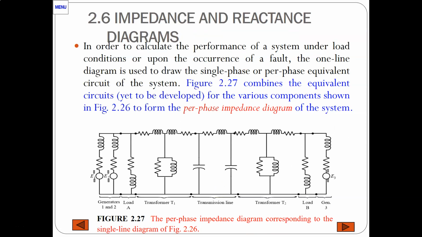To calculate the performance of a system, you also have these impedance and reactance diagrams you're probably familiar with, and we have already looked at them. The one-line diagram is used to draw the single-phase or per-phase equivalent circuit of the system. Here is an example of the per-phase impedance diagram corresponding to the single-line diagram we had earlier. You typically get exercise examples where you have to draw it like this. I also showed that already when we did the per unit conversion.